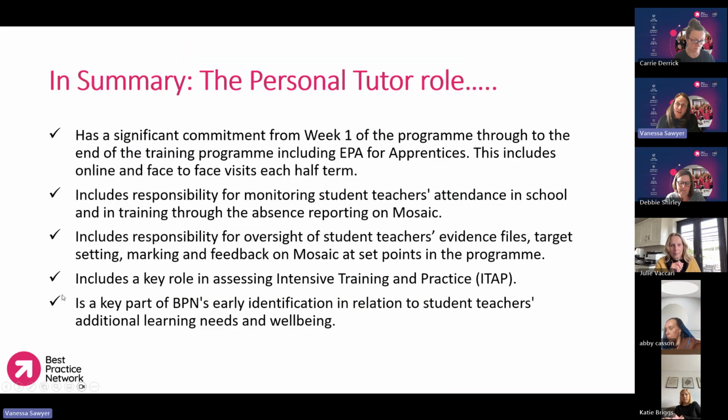Okay, so just a bit of a summary around the personal tutor role. I think something that sometimes shocks people is that it is a significant commitment right from the offset. There's no kind of build up to it. It literally is straight in there. And that goes all the way through to the end of the programme and right up to that EPA point.